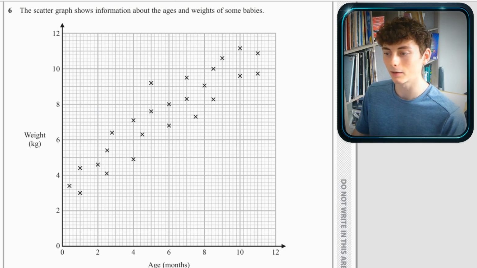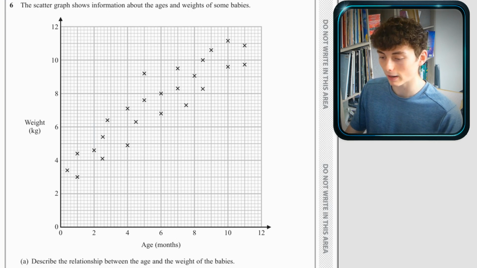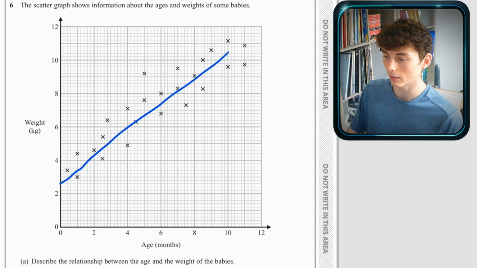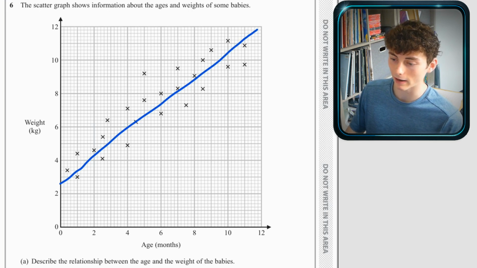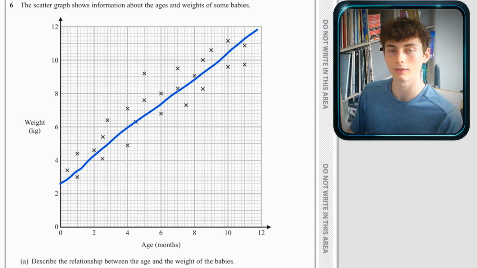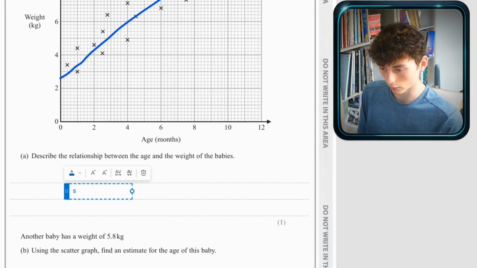Question 6, a scatter graph shows me information about the ages and weights of some babies. Okay, so we have to describe the relationship between the age and weight of the babies. Luckily, I remember how to answer these questions. You have to talk about the correlation. So obviously we can see that it is a positive correlation. And you also have to discuss whether it is a strong correlation or a weak correlation. Now, there's a bit of variation, but I would agree that this is a strong correlation. So this is a strong positive correlation.